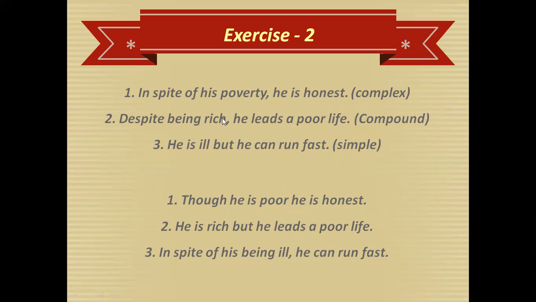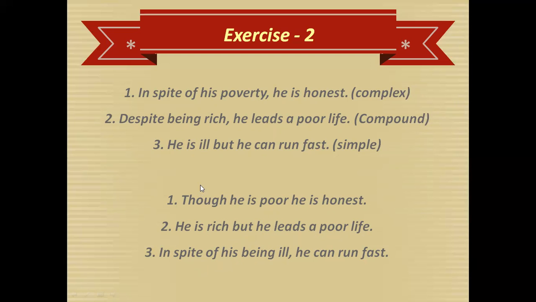Then, despite being rich, he leads a poor life. We change it into a compound sentence. He is rich, but he leads a poor life. So a compound sentence consists of two main clauses and a conjunction. So he is rich, it is a main clause, and he leads a poor life, it is a main clause. What's the conjunction here? But.